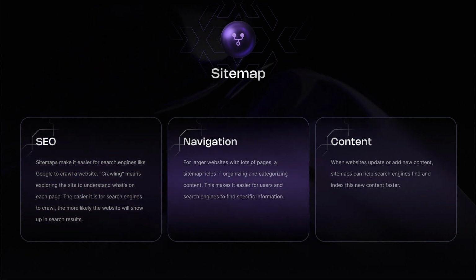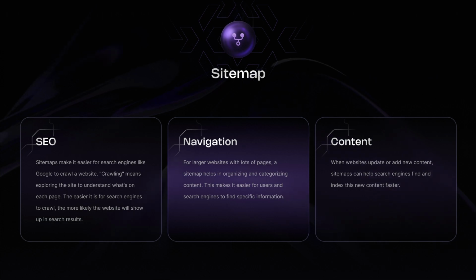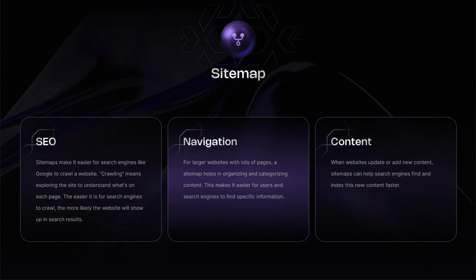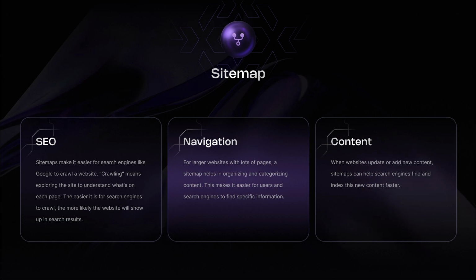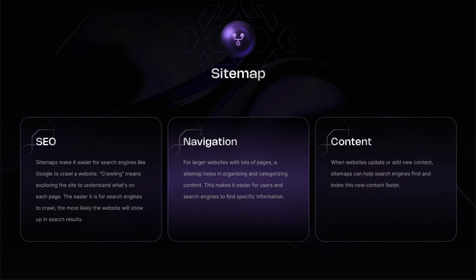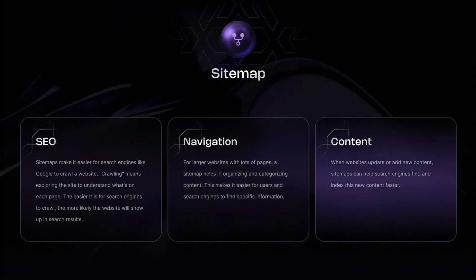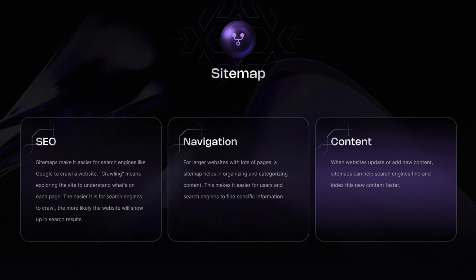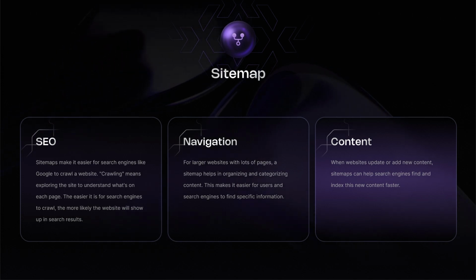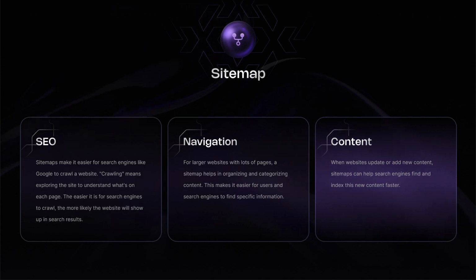For larger websites with lots of pages, a sitemap helps in organizing and categorizing content. This makes it easier for users and search engines to find specific information. When websites update or add new content, sitemaps can help search engines find and index this new content faster.